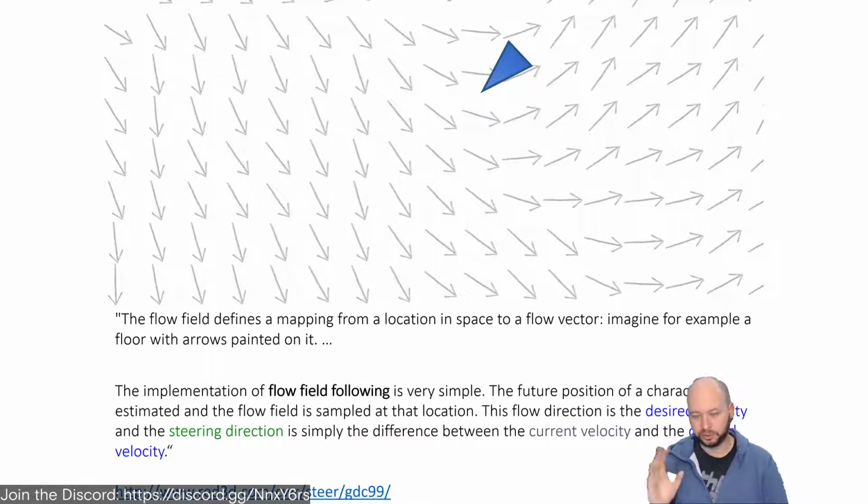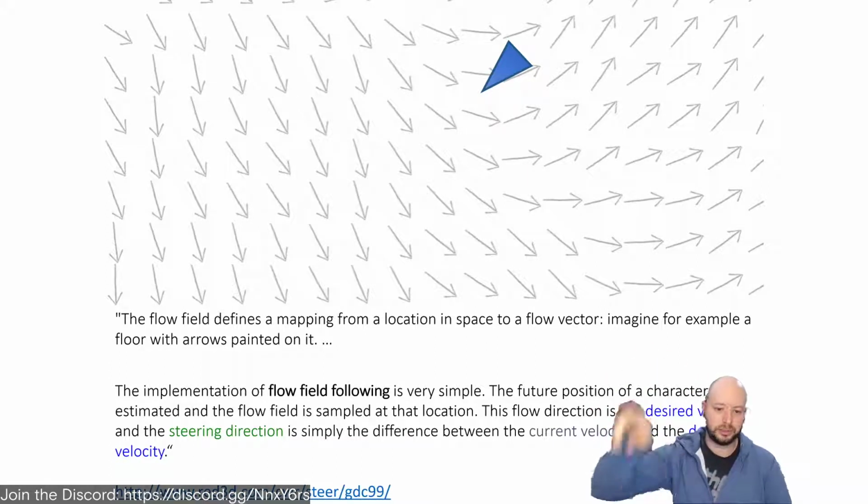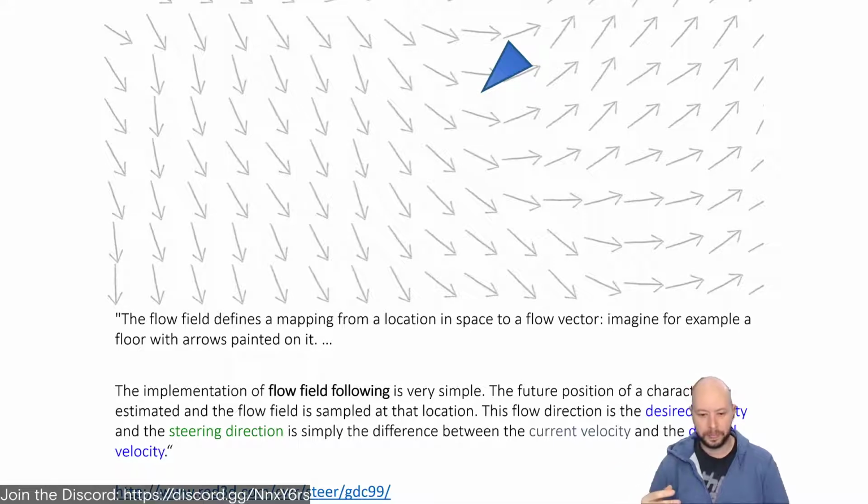Basically, the flow just defines this mapping from a location to a vector. So you can imagine this array again of these vectors, almost like a floor with arrows painted on them, and wherever you're standing, you look down and there's an arrow and you point yourself in that direction, and then you take one step forward and then rinse and repeat, and that's how you would ultimately follow the flow. And it's quite simple. The implementation of this is really straightforward. You just have a big 2D array of vectors.